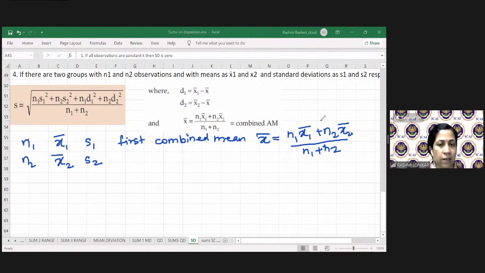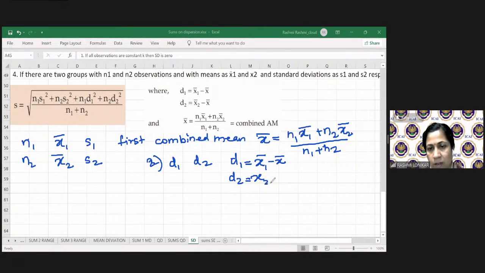Second step, what will I do? I will find D1 and I will find D2. What is the formula for D1? D1 is equal to x1 bar minus x bar. And D2 is x2 bar minus x bar. I have found D1, I have found D2.